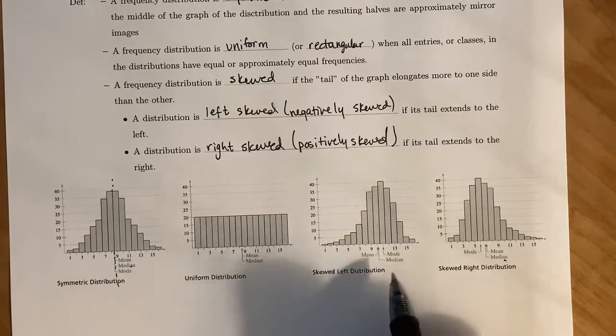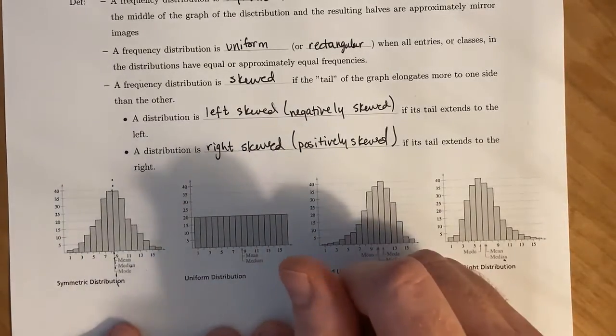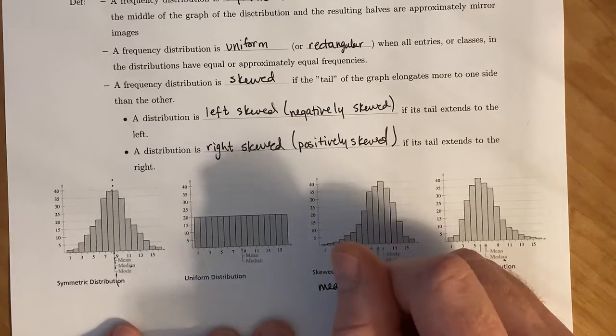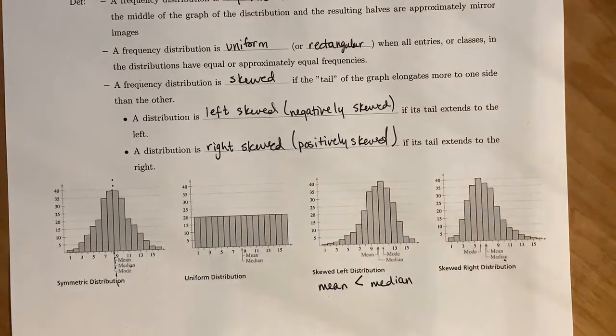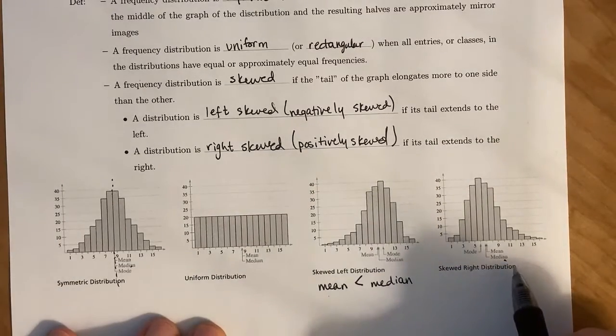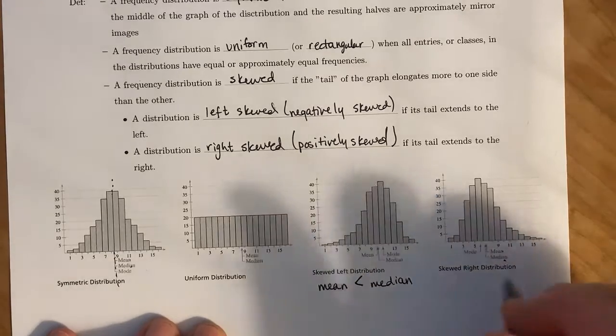For left skewed, see how the mean is less than the median. So you're going to have left skewed if the mean is less than the median. And you'll have a right skewed if the mean is larger than the median.